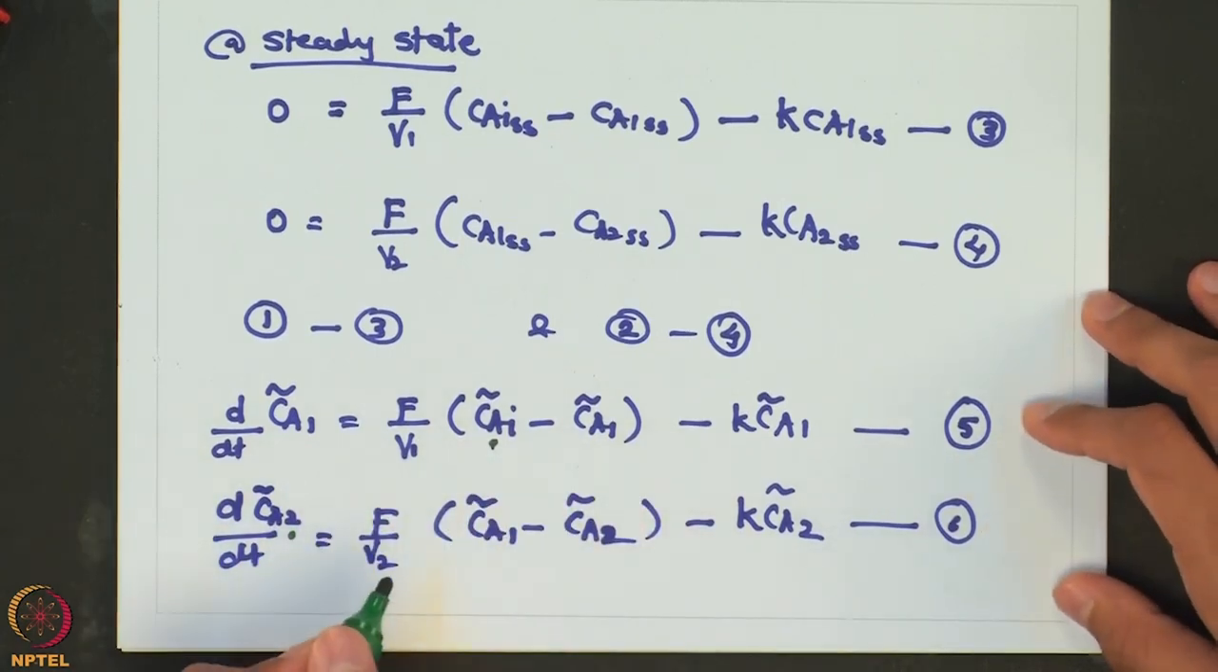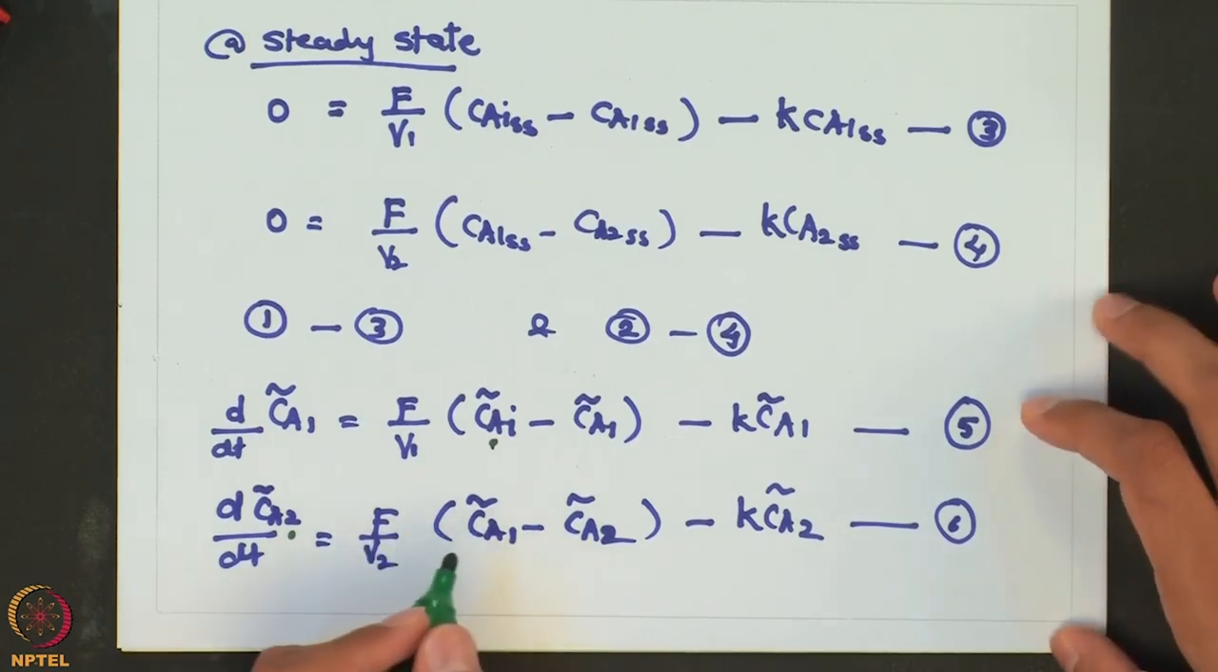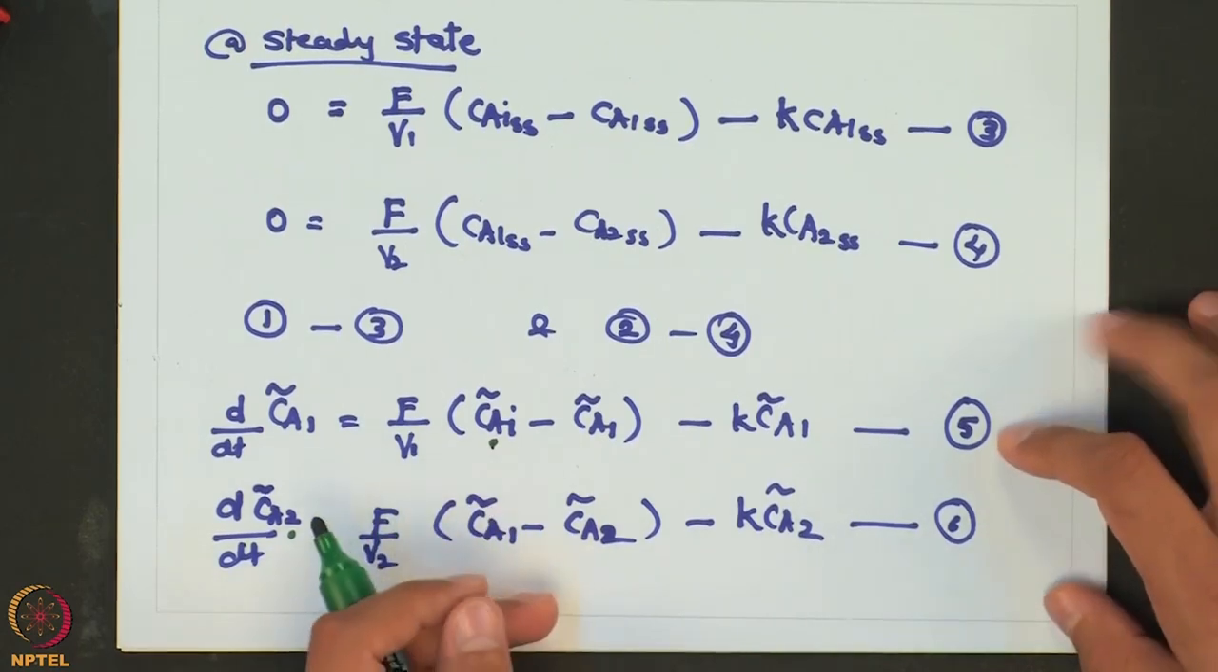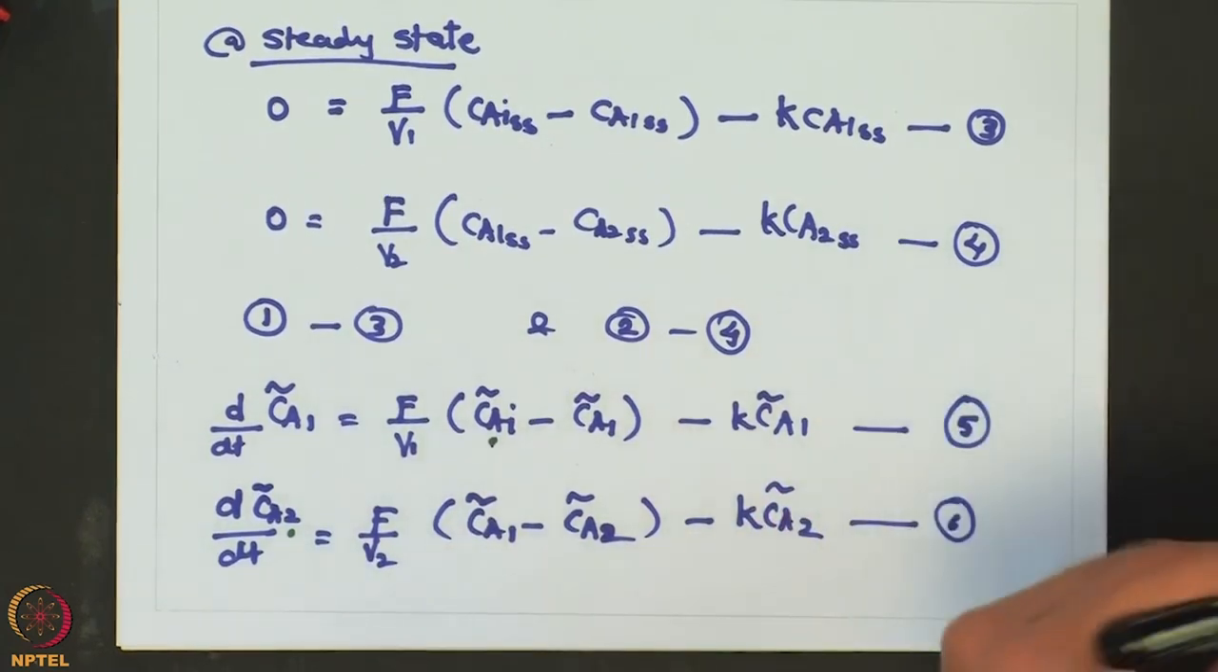What we will use is a simpler method of getting a transfer function, which is by taking the Laplace transform of both the equations, and then eliminating CA1 Laplace from that. So, we will take a Laplace transform of these two equations.